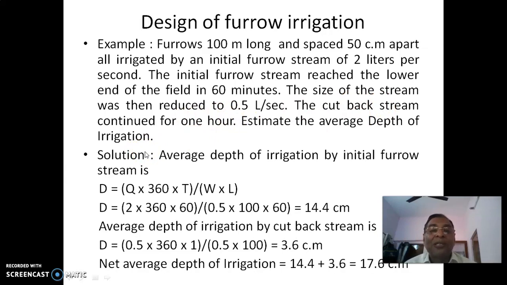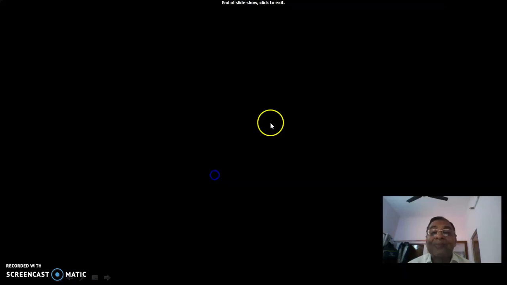Here there are two stream sizes. In the first stream, the average depth of irrigation by the initial furrow stream, D, is, by the formula already discussed, we simply substitute these values and get 14.4 centimeters. This is 0.5 Q into 360 into T divided by W into L, where Q is the stream in liters per second, and T is the time in minutes.